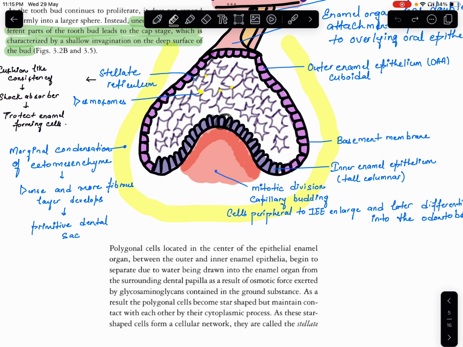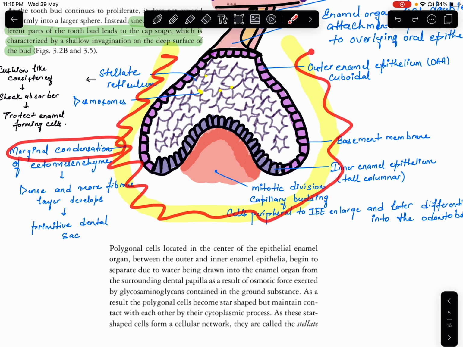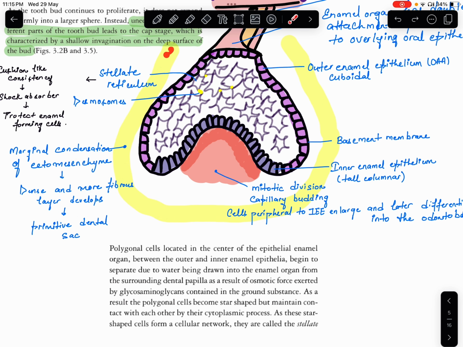What is happening in the dental sac? So what was the dental sac? It hasn't been formed yet, so the marginal condensation of ectomesenchyme starts. There are more fibers and layers starting to develop, and a primitive dental sac, a capsular structure, starts developing in the cap stage.